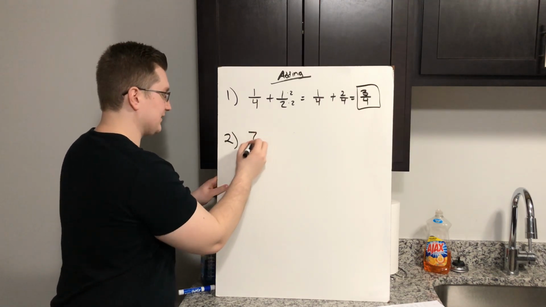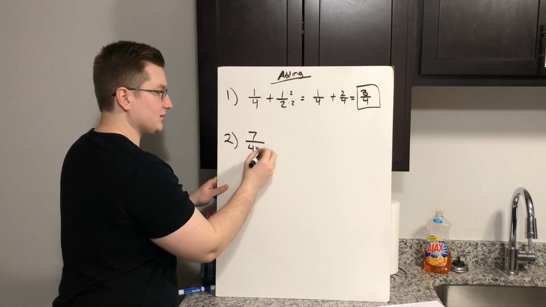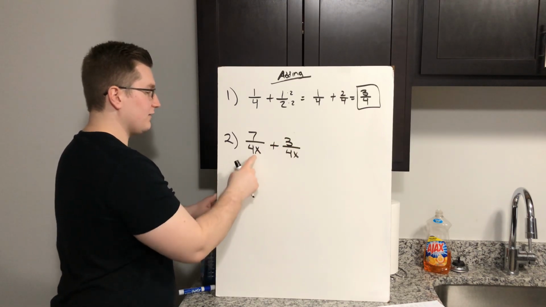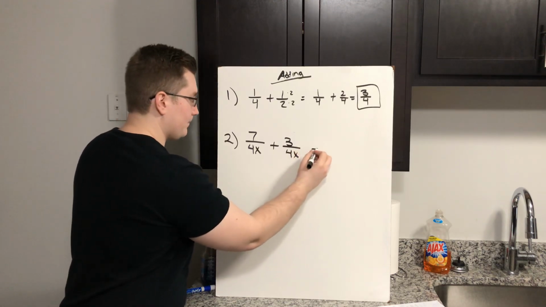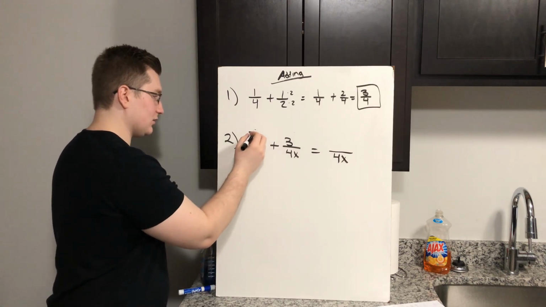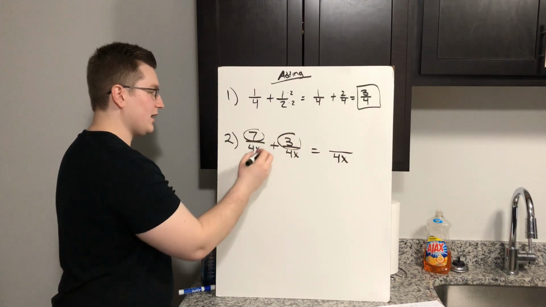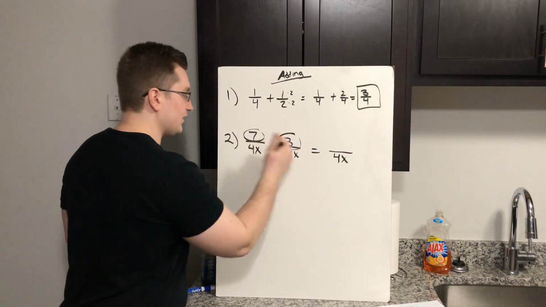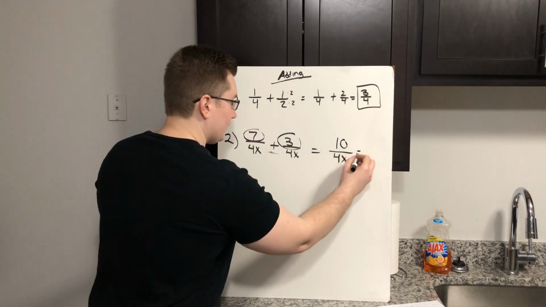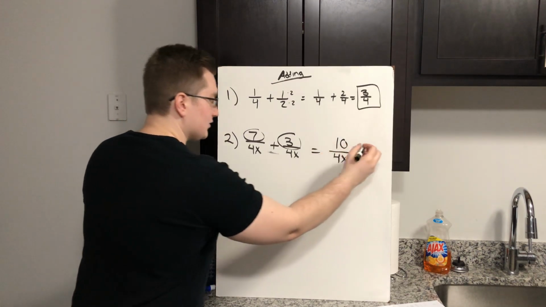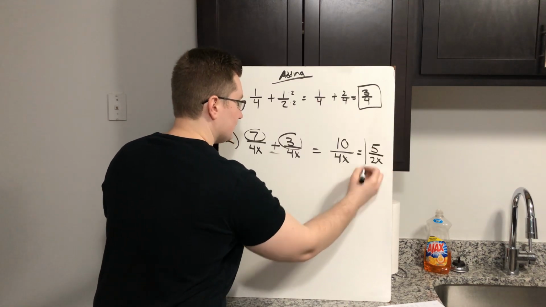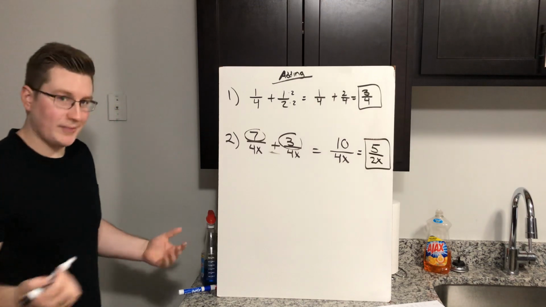If I have something like 7 over 4x plus 3 over 4x, the denominators are exactly the same. So my denominator is 4x. And I'm just going to look at this 7 and this 3 and add them together. 7 plus 3 is 10. If you can simplify it, simplify it. 2 goes into 10 and 4x, so this would be 5 over 2x. Not too bad, right?